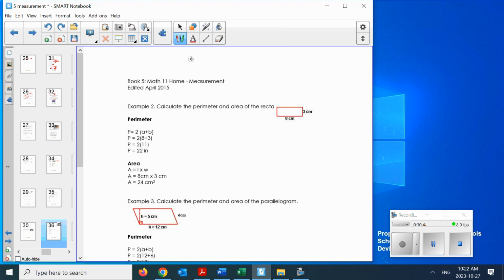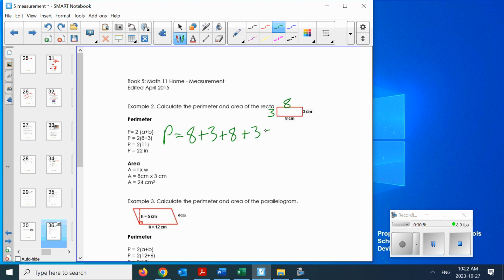Pardon me. I'm going to write that down. The perimeter is equal to 8 plus the 3 plus the other 8 plus another 3. That is equal to 22. That's centimeters because that's a length. Whereas the area is the length times width. That's 3 times 8. And we know this is in centimeters. So when I multiply and get 24, I have to put centimeters squared.